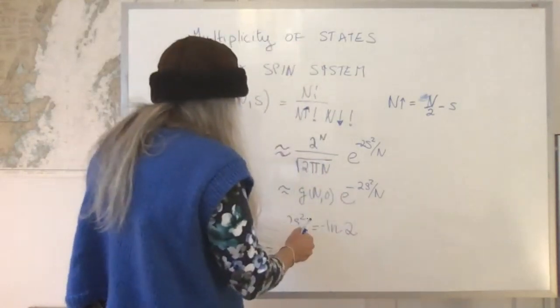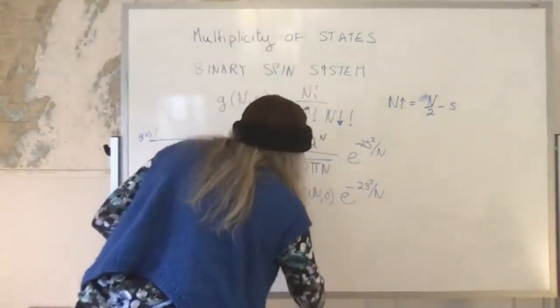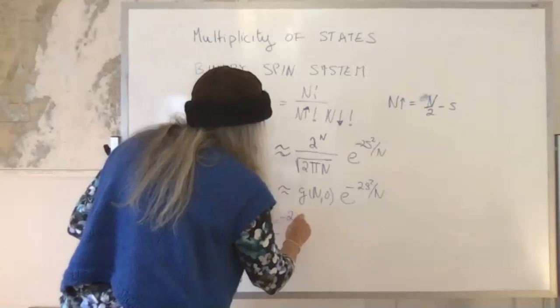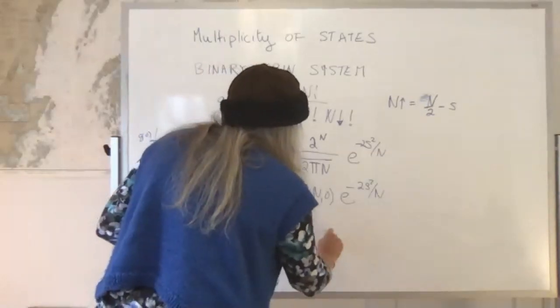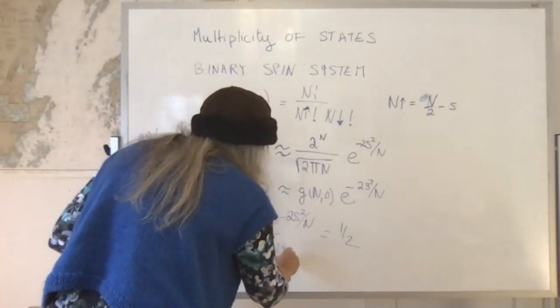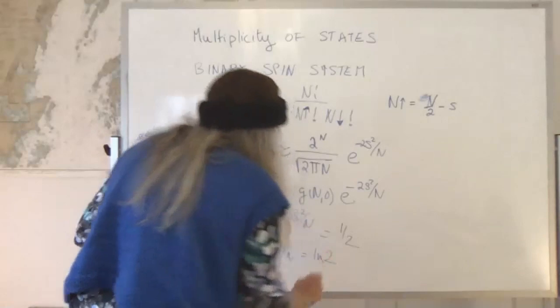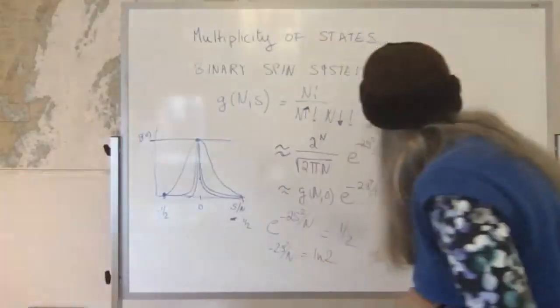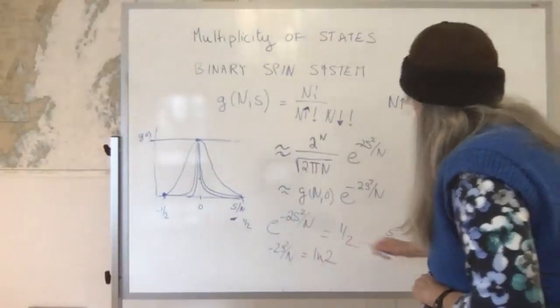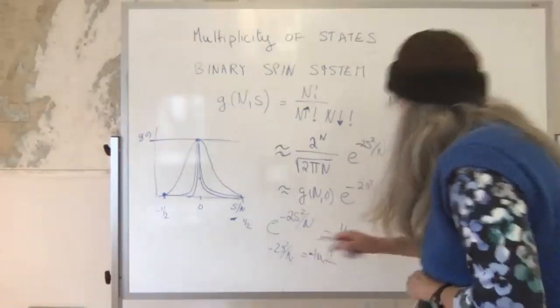Wait, what did I mean? Yeah, so let's be specific. Let's set e to the minus 2s squared over n equal to a half. Then I can take the log of both sides, and I get that this is equal to ln of 2. And now we can figure out what s gives you that. And so it's minus ln of 2.